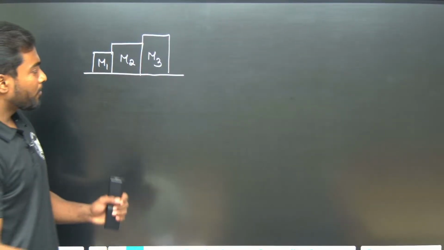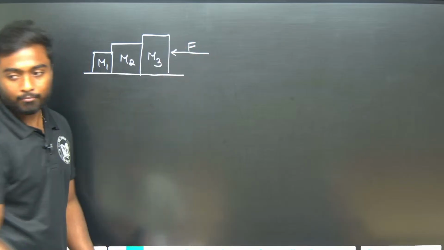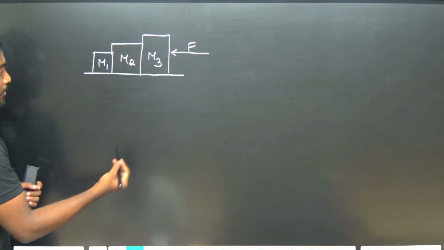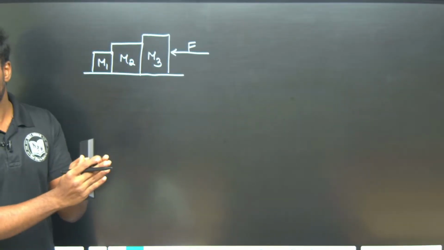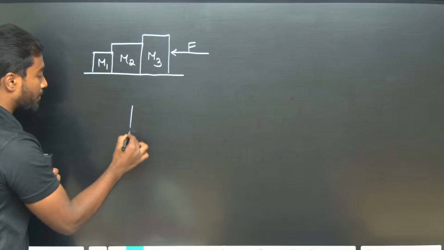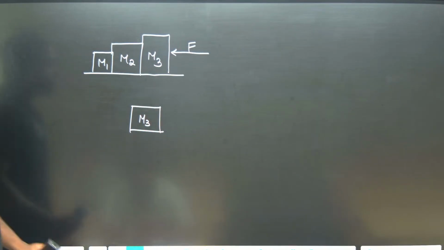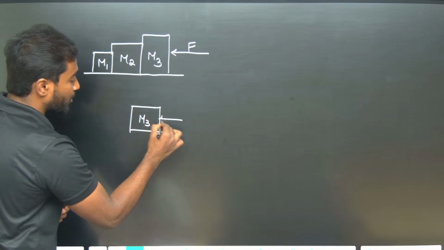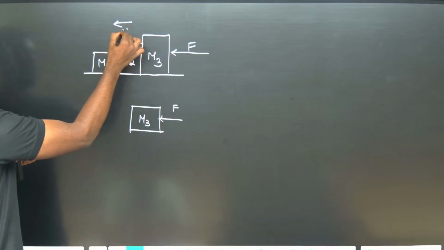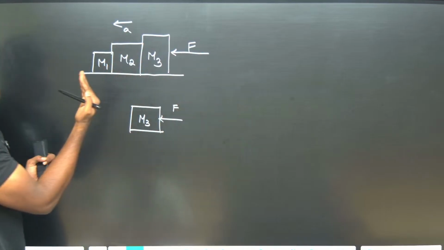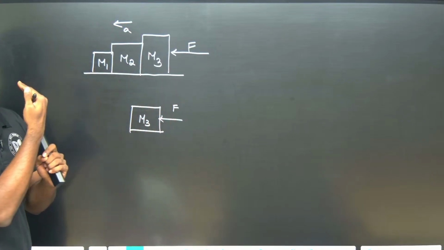Now for this case I will take a force which is acting in this direction. Got it? So let me take from this side where the force is starting. Let me consider the first one as M3. The force F is acting in this direction, so I will assume the direction of acceleration will be in this direction. If I push the objects in this direction, the acceleration of every block will be in this direction.